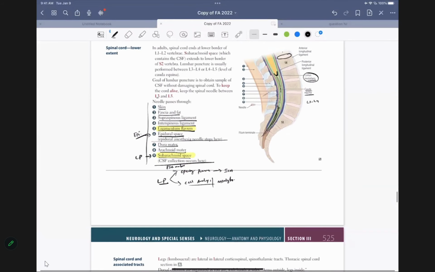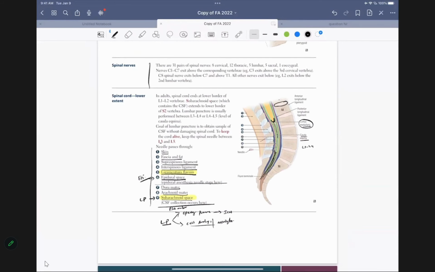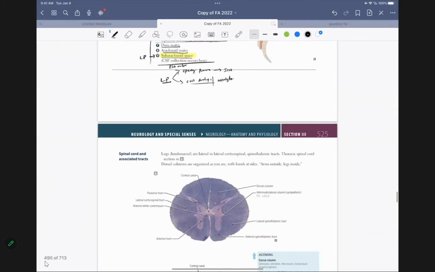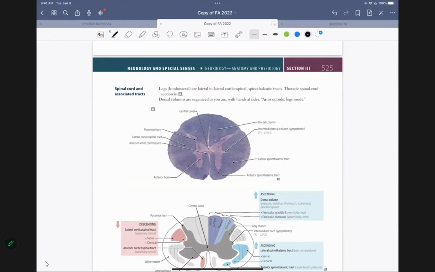Any questions so far? All right, so that creates the understanding of the outside, how to get into the spinal cord. Next, we go to the cross-section or histology of the spinal cord. Histology of the spinal cord, folks.